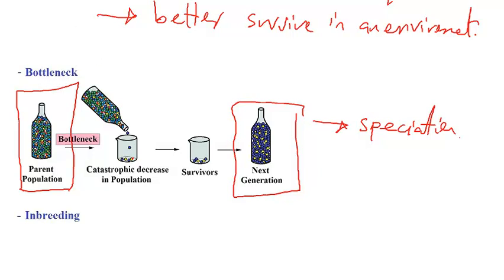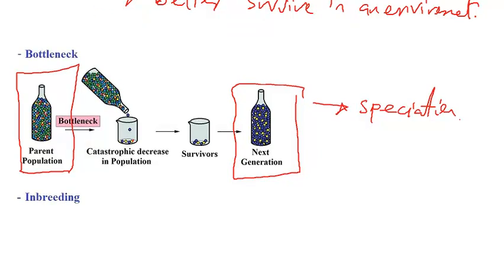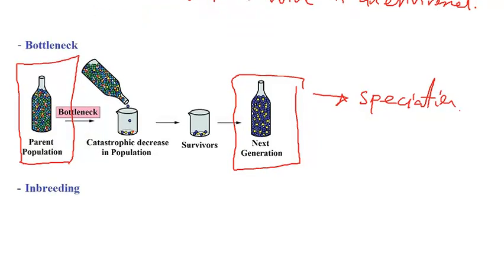And finally, inbreeding is one other event that can increase the chance of speciation. And the reason for that is that inbreeding increases the risk of accumulation of random mutations, as a consequence of which over time the species can separate. There is a higher chance that these two species will evolve into new organisms.